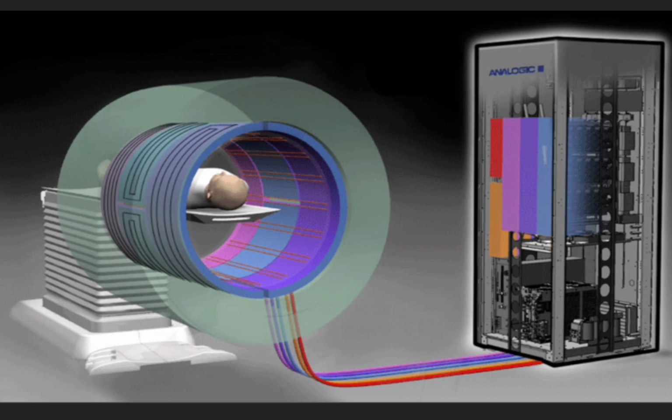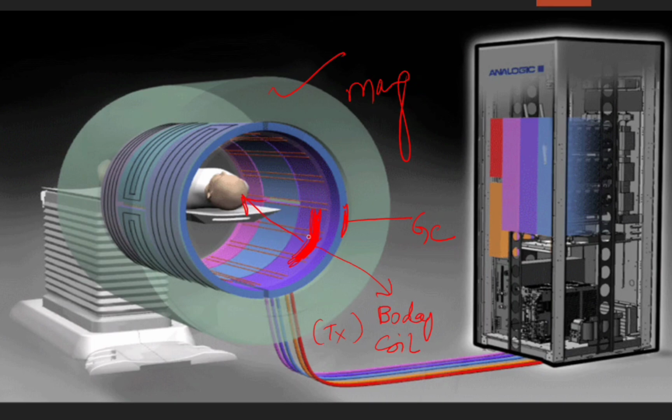So this is an example of an overall MRI machine. You can see here, this outer one is your magnet. This is how an MRI machine looks. This blue color you can see is a gradient coil. And the inner one is your body coil, or you can say transmit coil, TX coil. Some companies refer to it as a TX coil. This coil is transmitting RF to the patient body. This is called the RF transmitting coil.